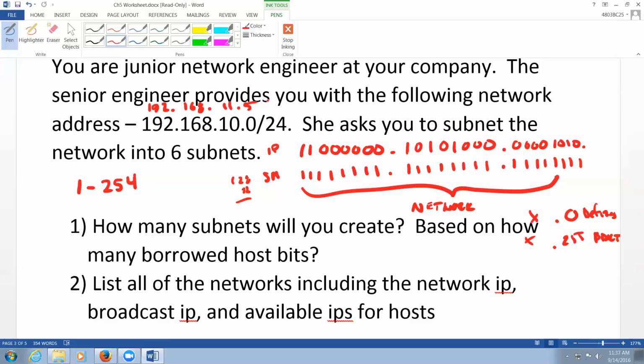Can we go back up a little bit, Professor? Why can't it be 11? You said 11. It can't be, because that's outside of this network. So hosts on this network are going to be 192.168.10.1 to 254.